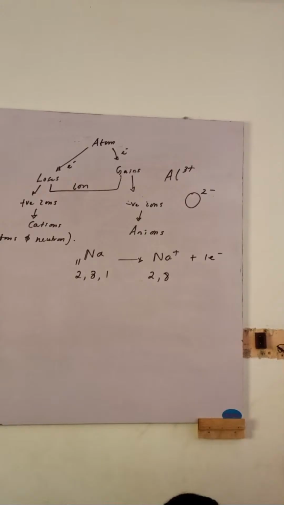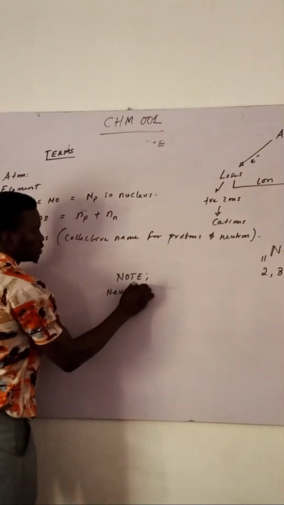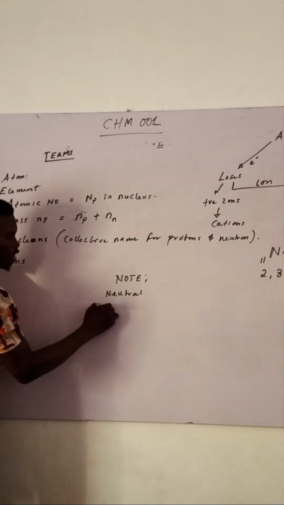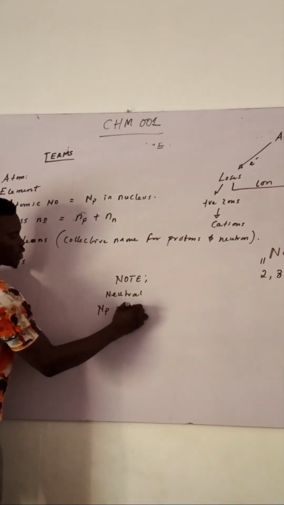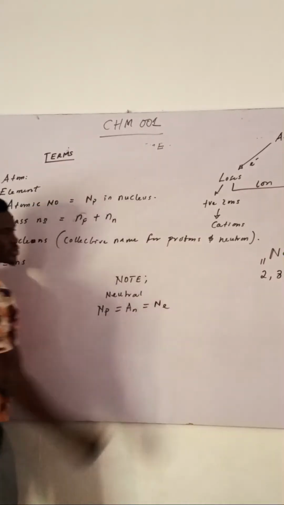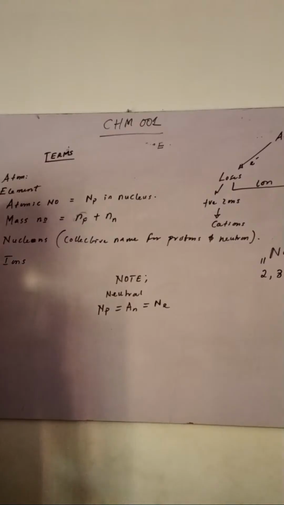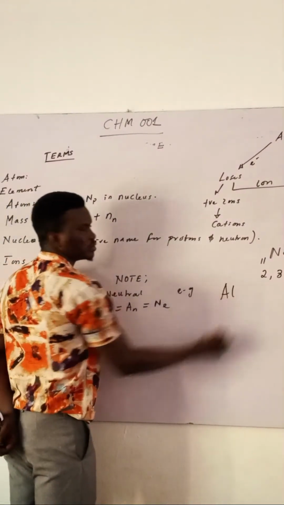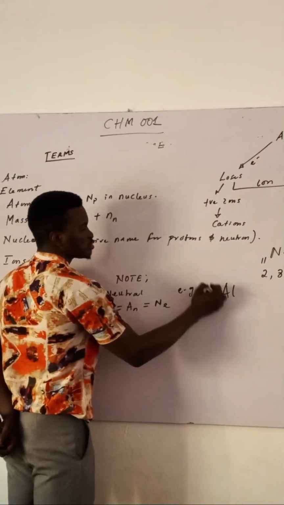If an atom is neutral, the number of protons will be equal to the atomic number, and it will be equal to the number of electrons. E.g., aluminium, 17, 27.